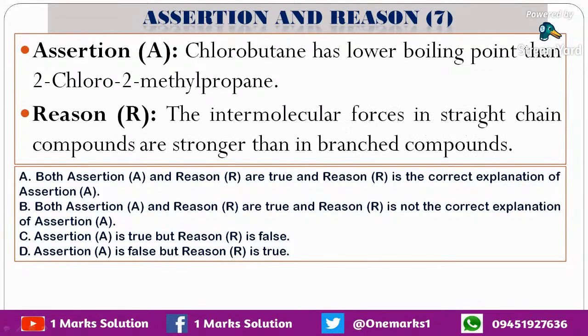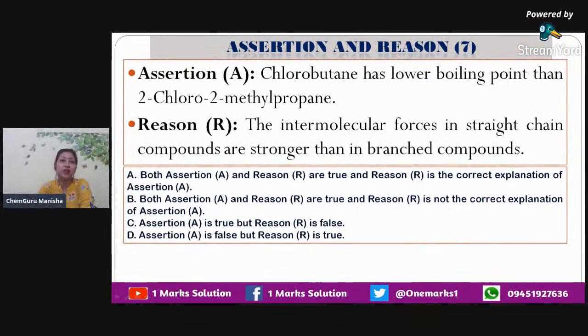Seventh point that we have is chlorobutane has lower boiling point than 2-chloro-2-methylpropane. Let me draw the structure for you to understand. CH3, CH2, CH2, CH2, Cl. Sorry, this is chlorobutane, right? And this is propane, 2-methyl, chloro, with CH3 and CH3. So you have these two things available with you.